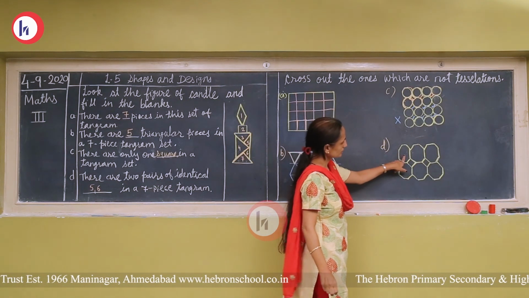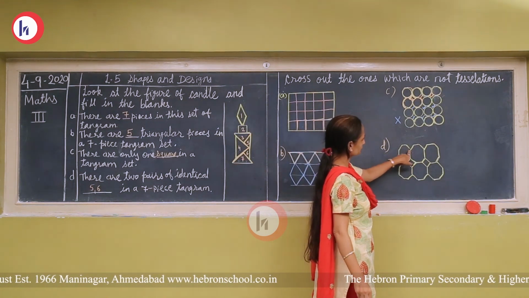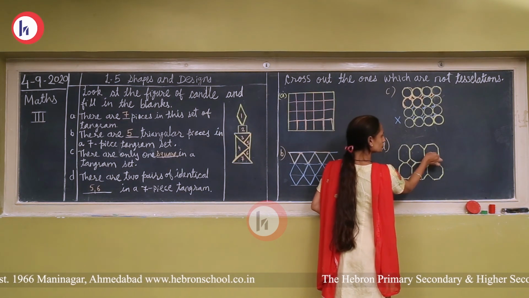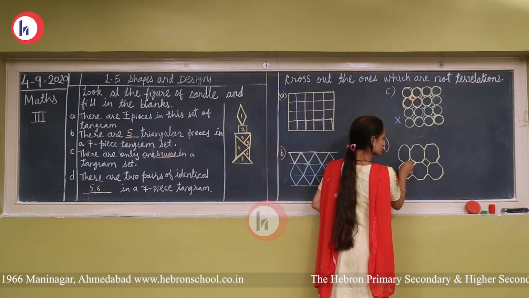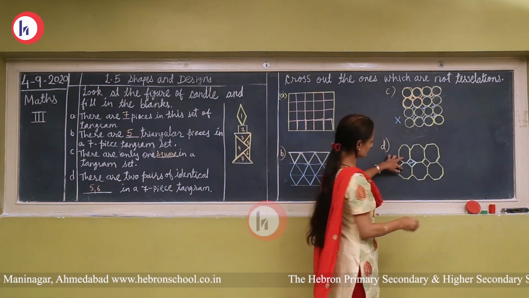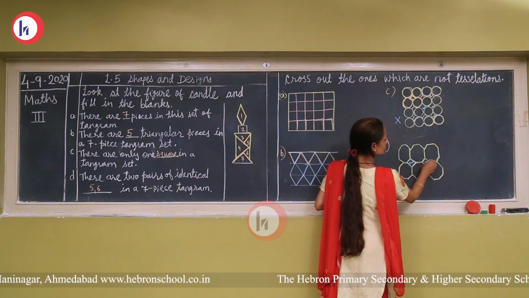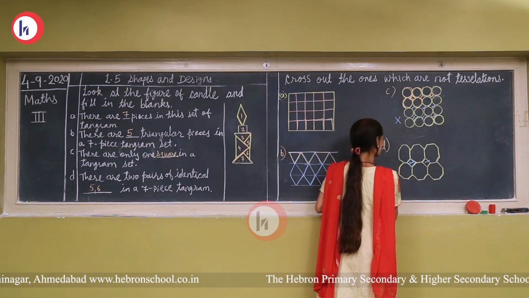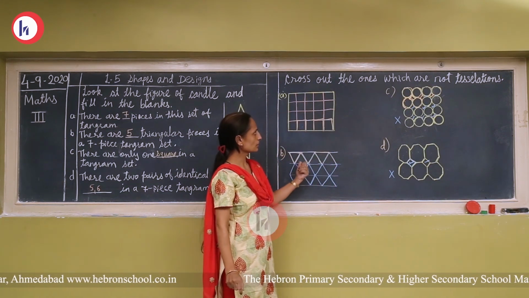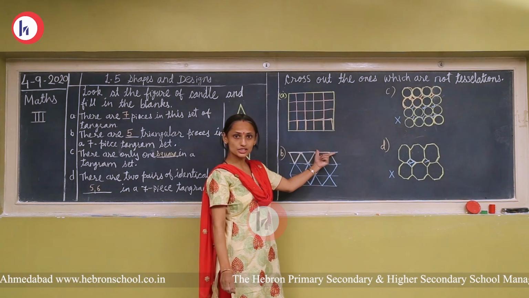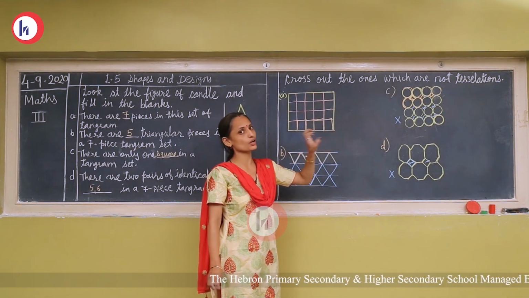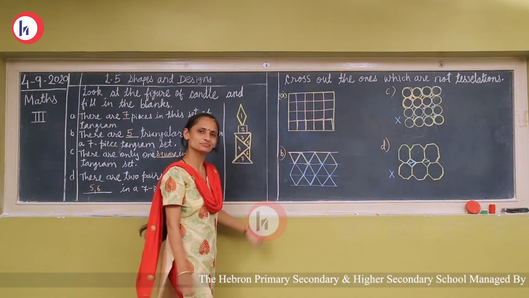Next. See, it is a hexagon. For this pattern, 1 pattern, 2, 3, 4. But see, here also there is a gap between these two patterns. See. So it is also not a tessellation pattern. Okay, now you all know what a tessellation pattern is and how we have to see whether it is a tessellation pattern, yes or no. Okay, thank you.